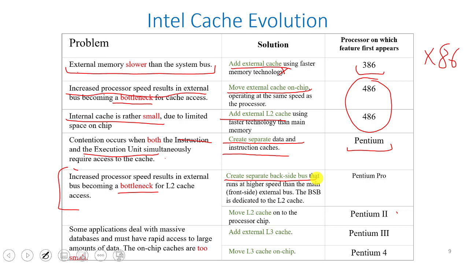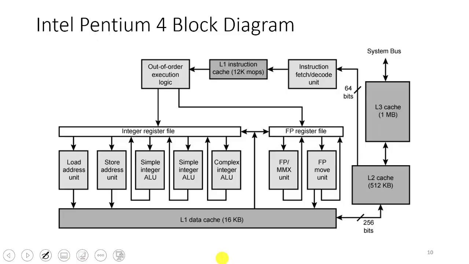And later on in Pentium 2, we still had the same problem. They said, okay, let's just move cache L2 onto the CPU chip. Now, in Pentium 2, that means that we have level 1 cache and level 2 cache both on the CPU. Next, some applications deal with massive databases, so we had some problems. So in Pentium 3, they said, okay, create an external level 3 cache, and in Pentium 4, we moved that cache on the chip. So in Pentium 4, you have 3 caches, and all these 3 were on the CPU itself. So we have level 1, level 2, and level 3 caches.